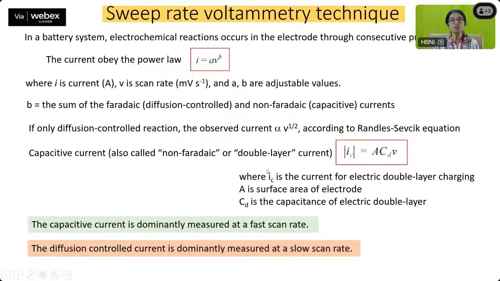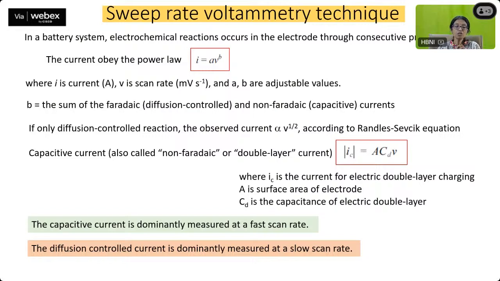Capacitive current, also called the non-Faradaic or double layer current, is directly proportional to the scan rate. So capacitive current is dominantly measured at a fast scan rate, whereas diffusion control current is dominantly measured at a slow scan rate. The takeaway point is that there are two contributions when you are talking about the electrochemical reaction happening in LIB.